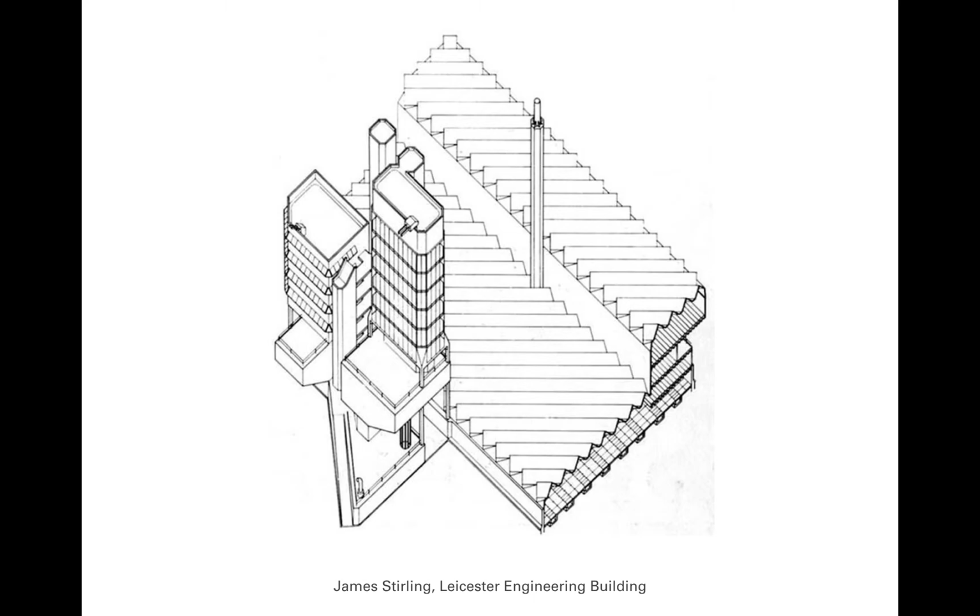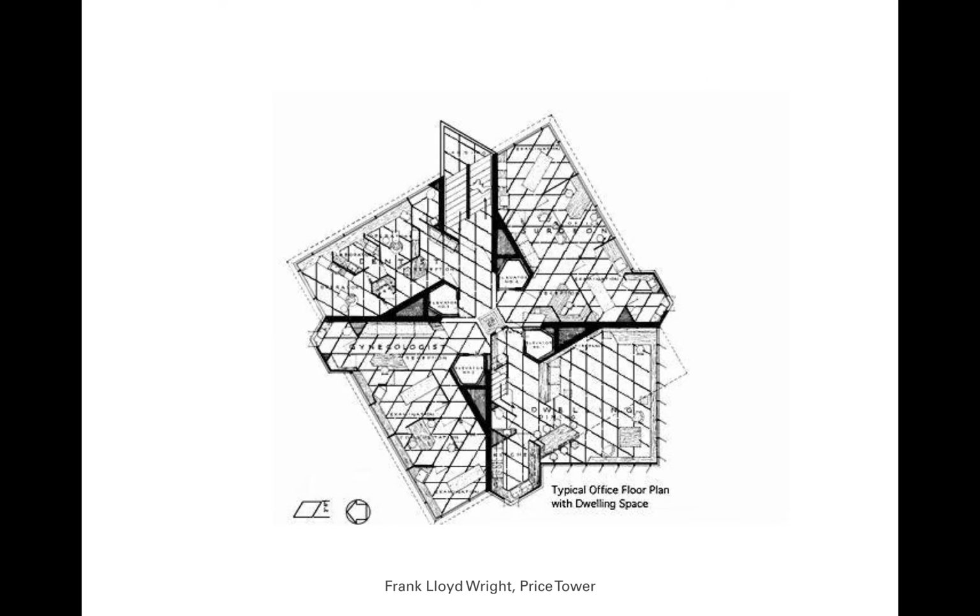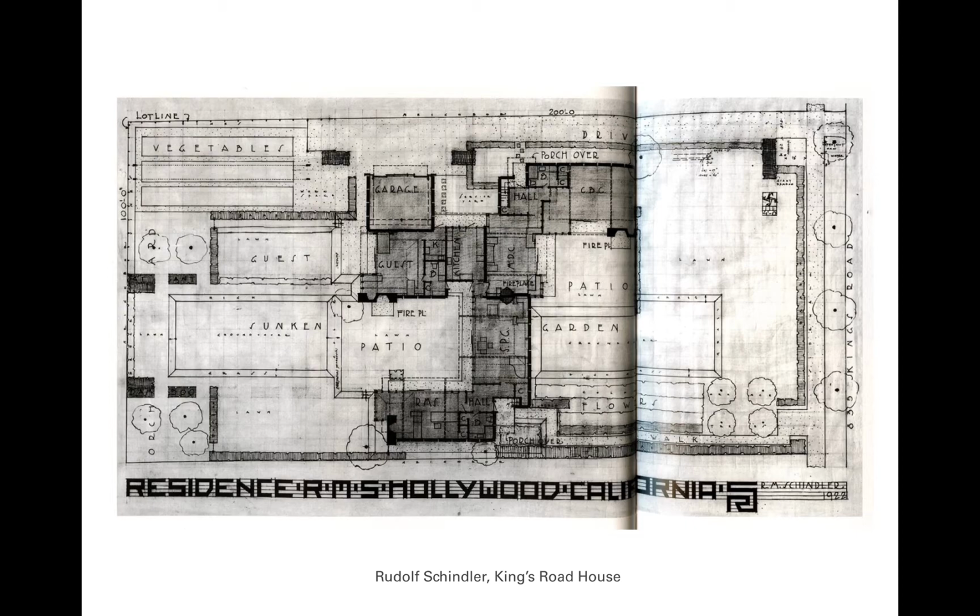Frank Lloyd Wright's Price Tower is a kind of pinwheel plan. You can see it's centralized, but it uses a pinwheel logic. Another pinwheel plan, Schindler's King's Road House. You can see it revolving around that central fireplace in the middle and rotating around that point. So both building mass and garden rotate around that central axis.